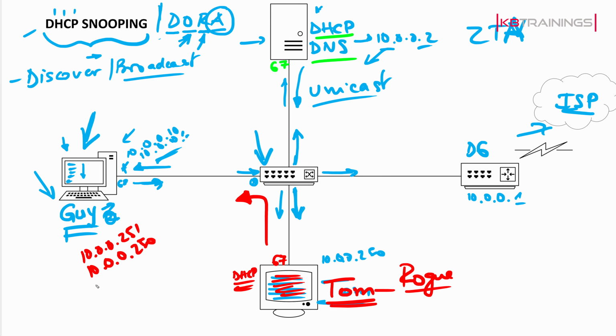250, and your DNS is 10.0.0.250. See the problem here? He's giving him false information, and then Guy will have this wrong IP. Guy is going to have Tom's IP as the default gateway.